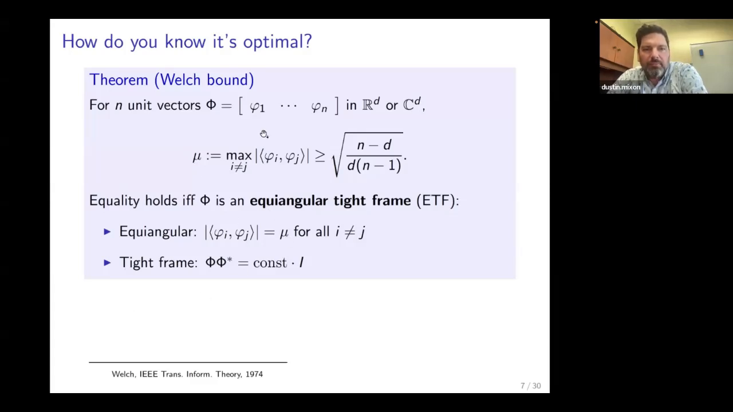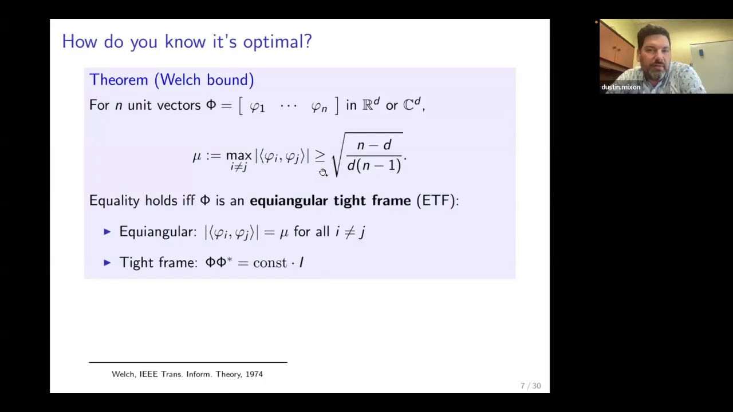And then furthermore, if you were to take this short fat matrix, phi, and multiply by its conjugate transpose, the result is a constant multiple of the identity matrix. This is called a tight frame. So if you're both equiangular and a tight frame, then you're called an equiangular tight frame.